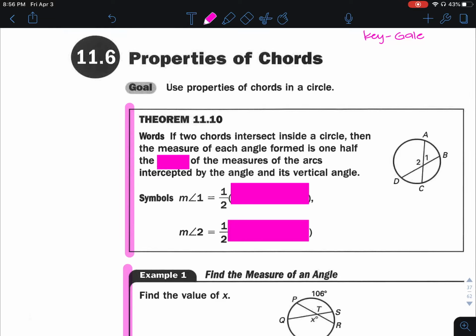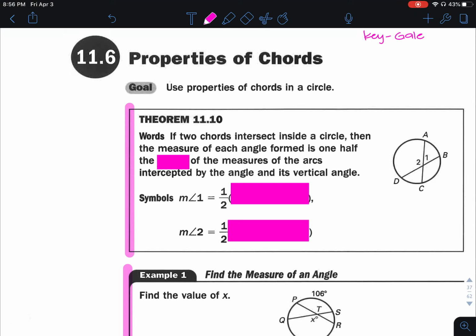Let's talk about 11.6, properties of chords. Yesterday we talked about inscribed angles and polygons. Today we're going to talk about properties of chords. If we remember back, a chord is just a segment within a circle that goes from one side to the other, but does not go through the center.